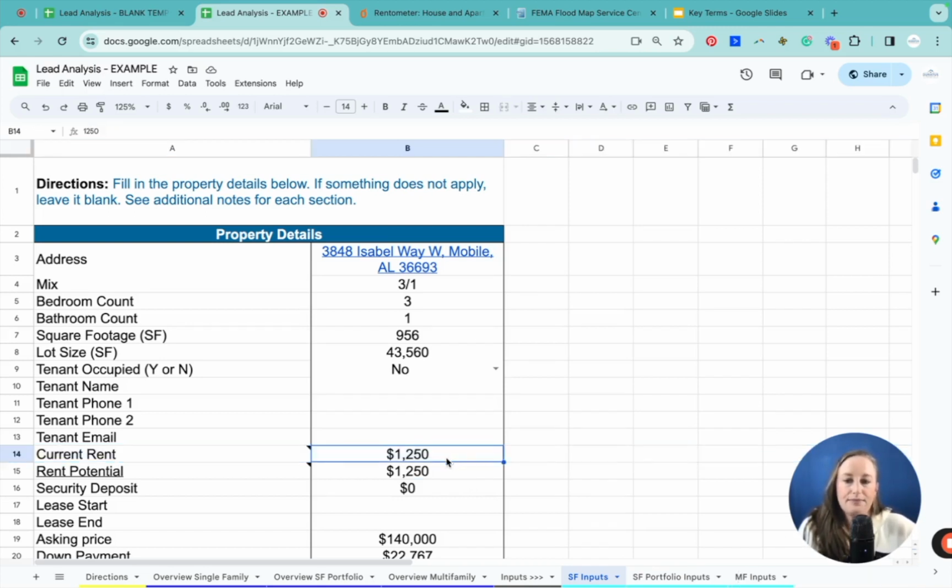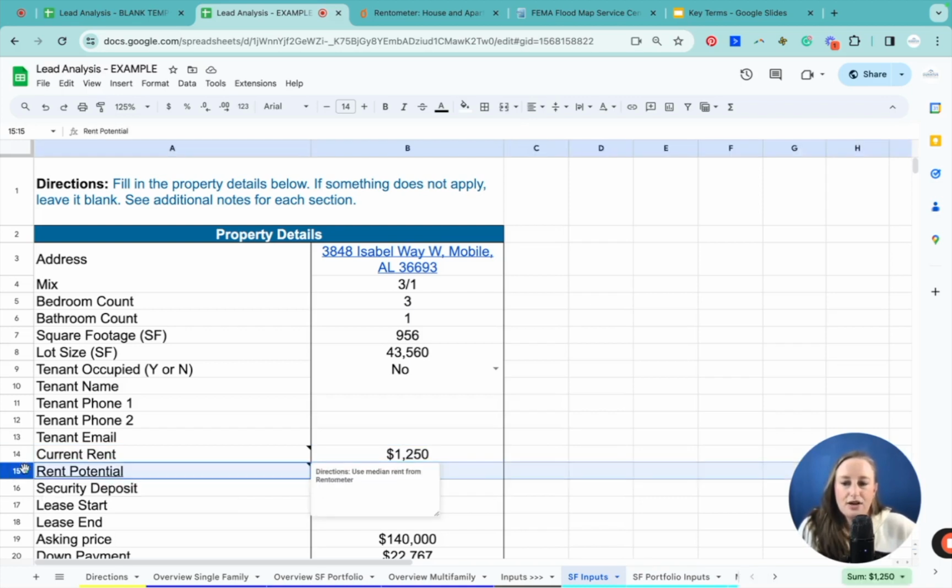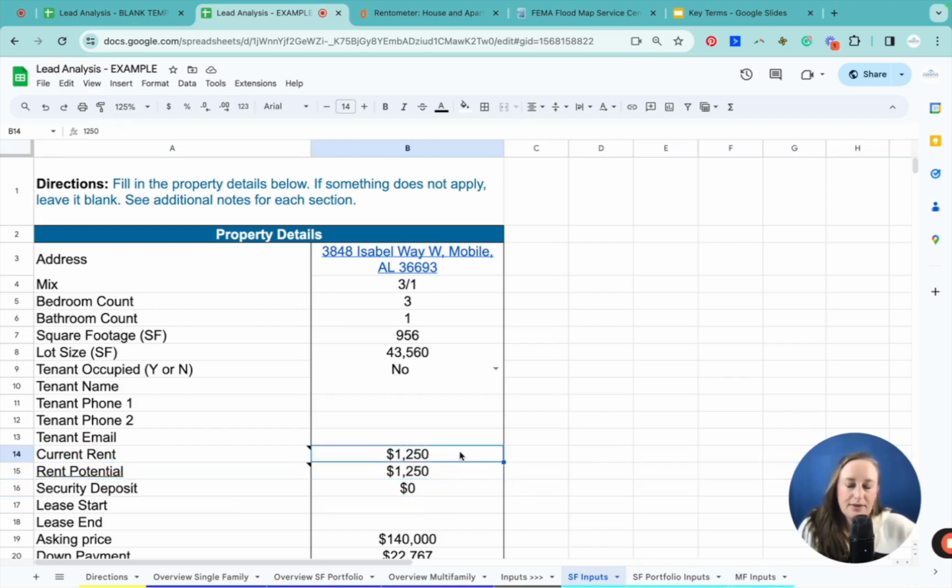So where did I get this rent? Well, because it's not a real rental right now, I'm just going to use the rent potential as the current rent.